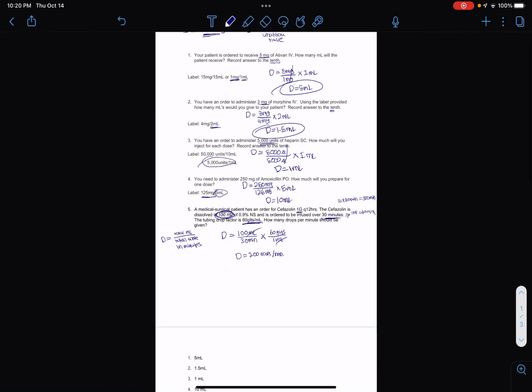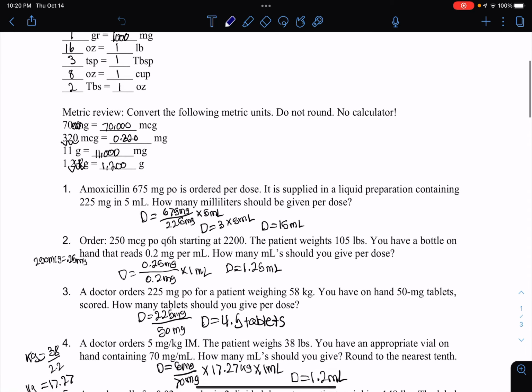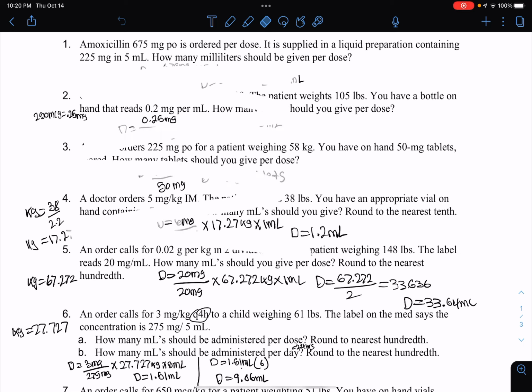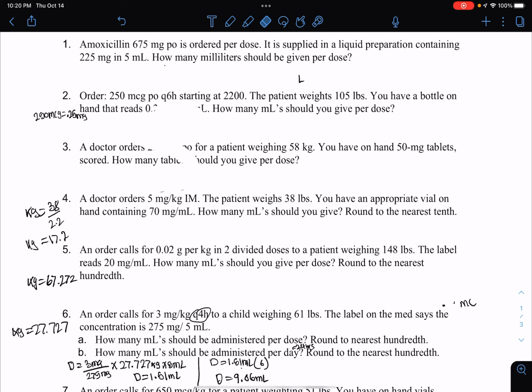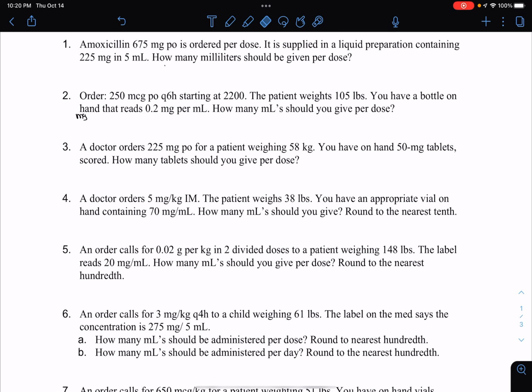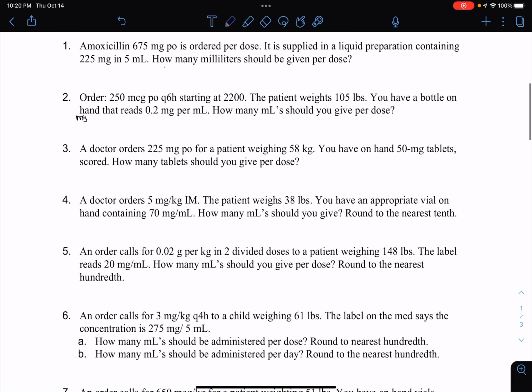Now, let me go to one that has a little bit more in depth with conversions. Okay, so it's going to be the same thing.